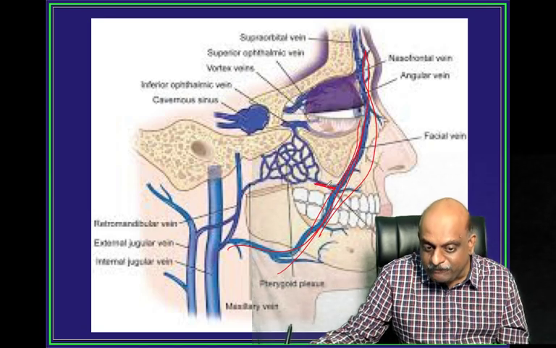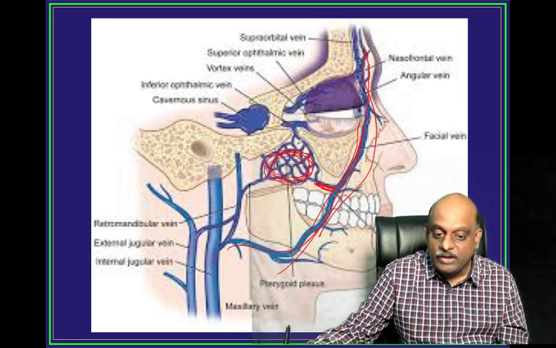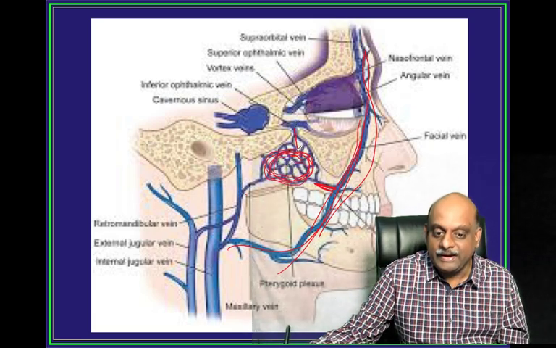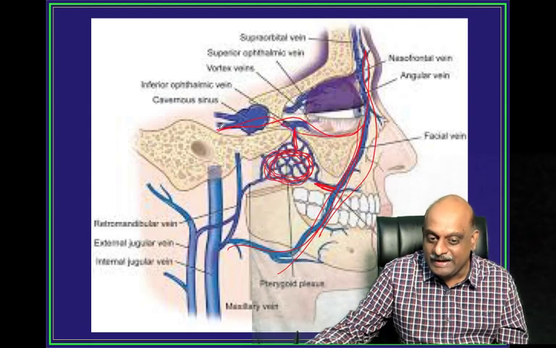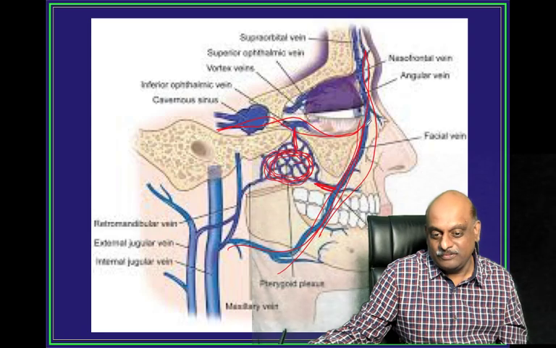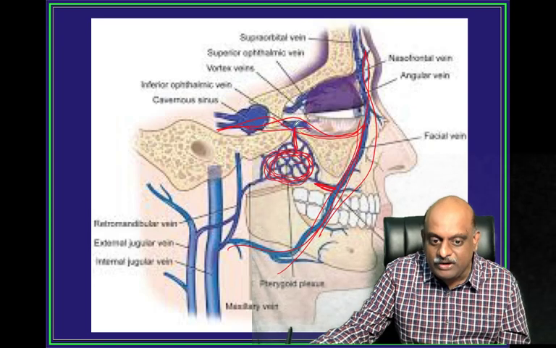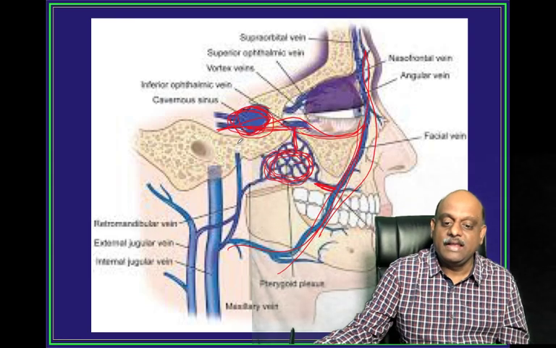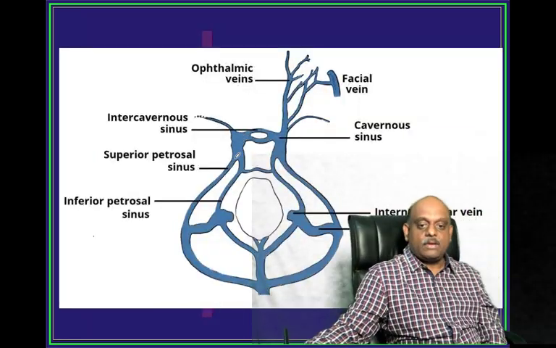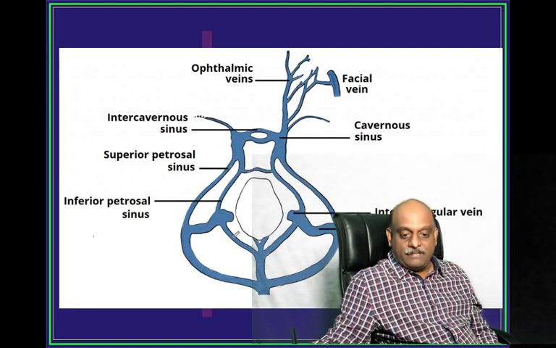So through the deep facial vein, it reaches the pterygoid venous plexus, and from there, typically, you also have an inferior ophthalmic vein, which is coming directly from the facial vein. So this inferior ophthalmic vein also is ultimately heading towards the cavernous sinus, is what you have to remember. So this is a very good summary that you can remember.